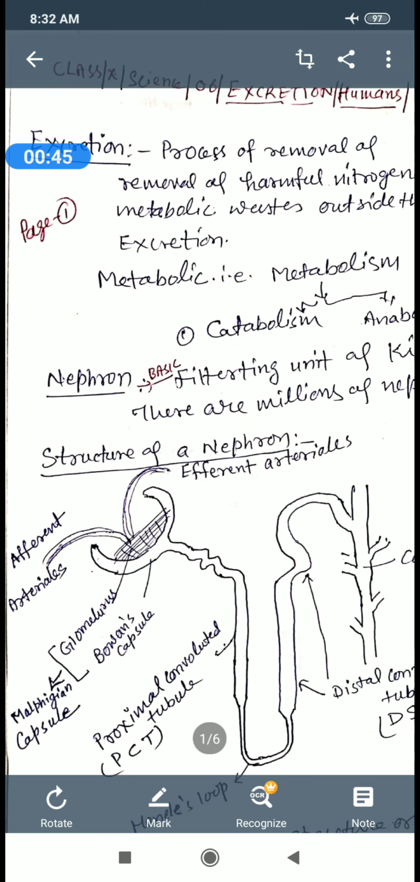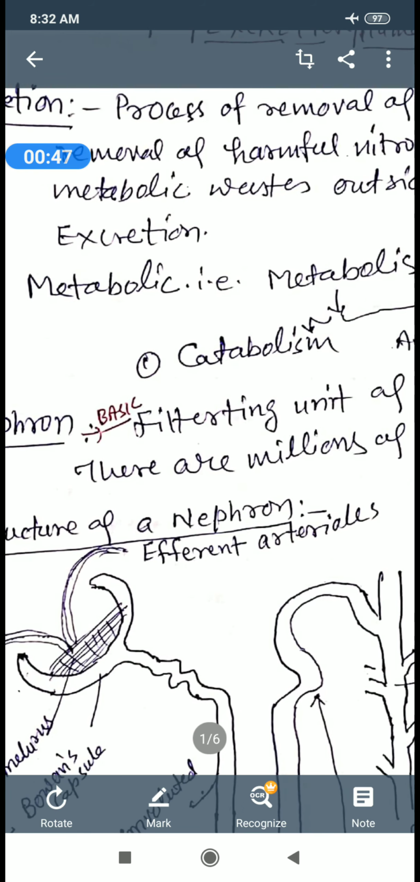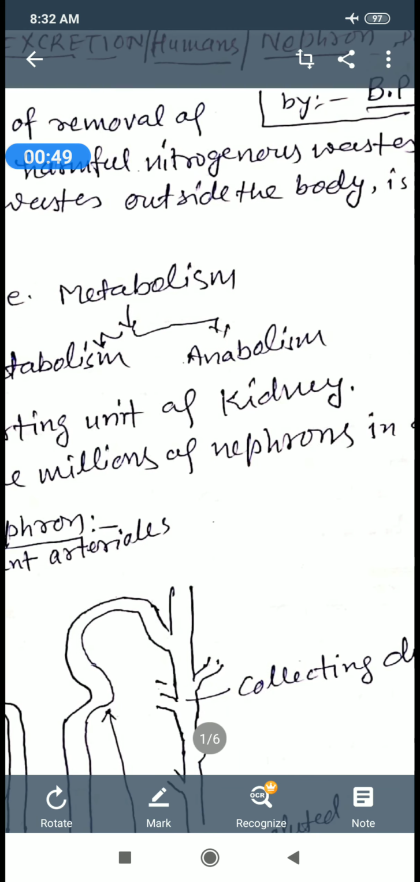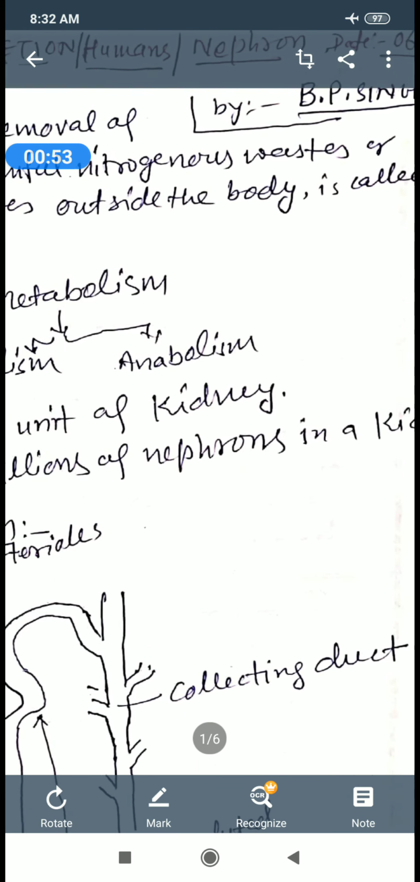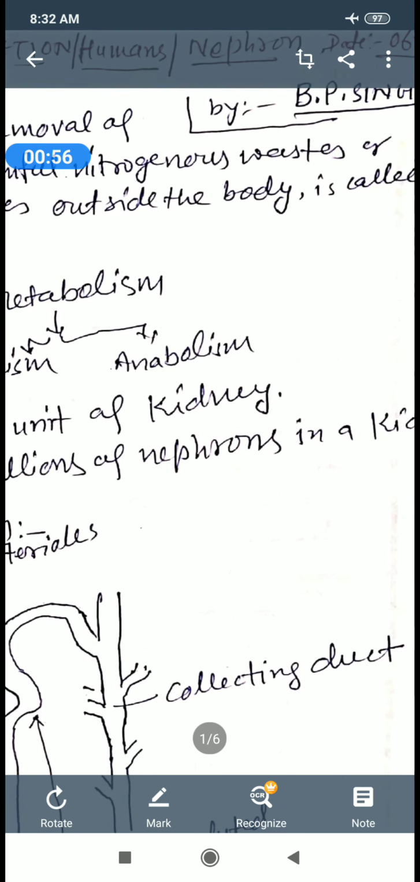So, excretion: the process of removal of harmful nitrogenous wastes or metabolic wastes outside the body is called excretion. Metabolism means catabolism plus anabolism.